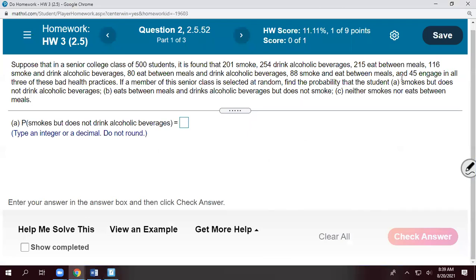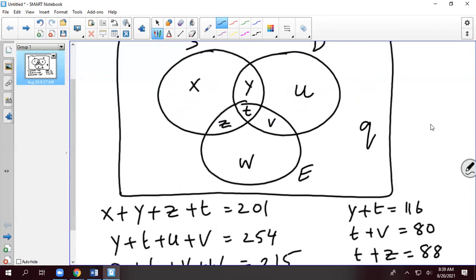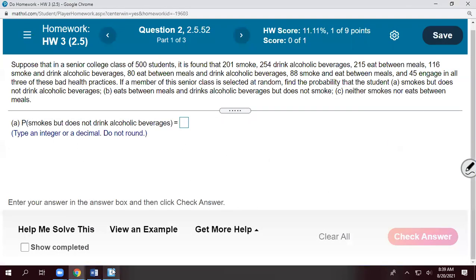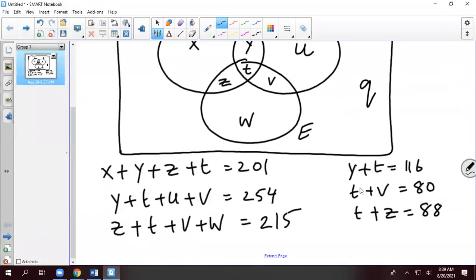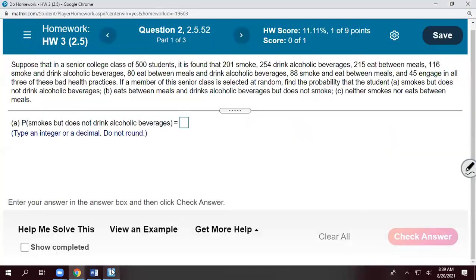And then 45 engage in all three bad practices. The part that's common in all three is this T, because T belongs to the left circle, the right circle, and the bottom circle, and that's the only one that does. And that is 45. So we know right away that T is 45. Now we can work our way backwards to find everything they ask.